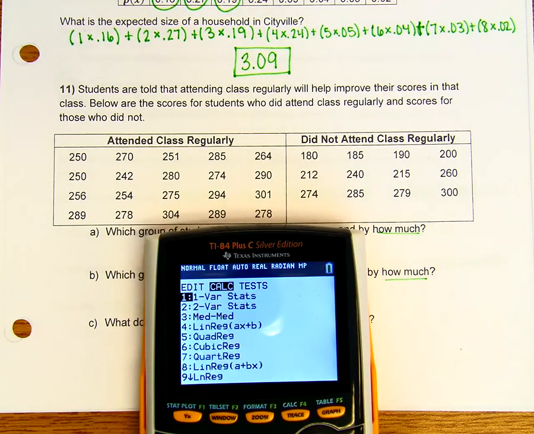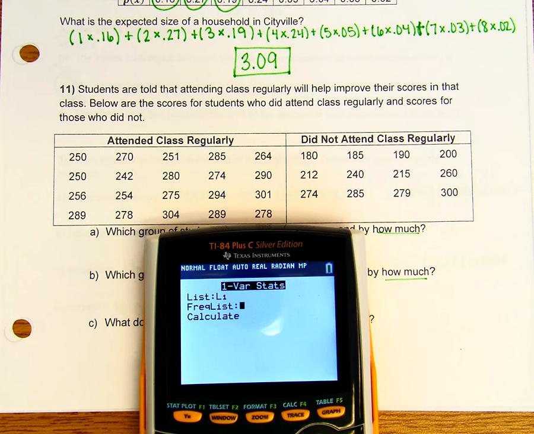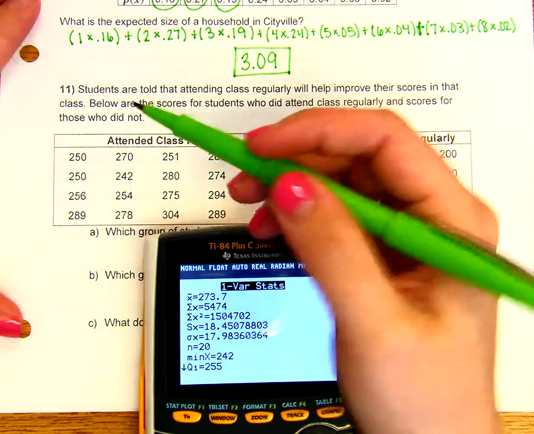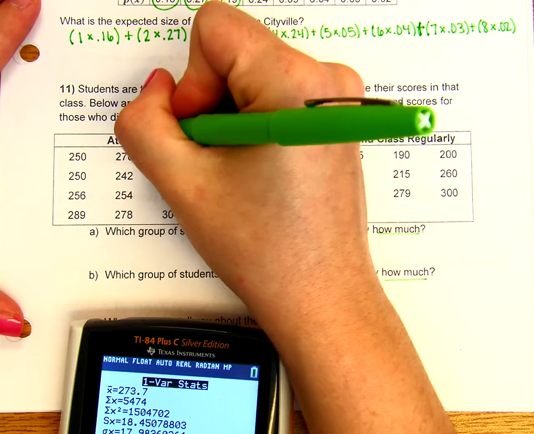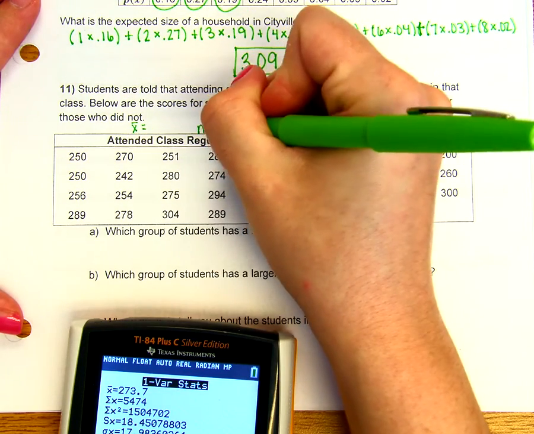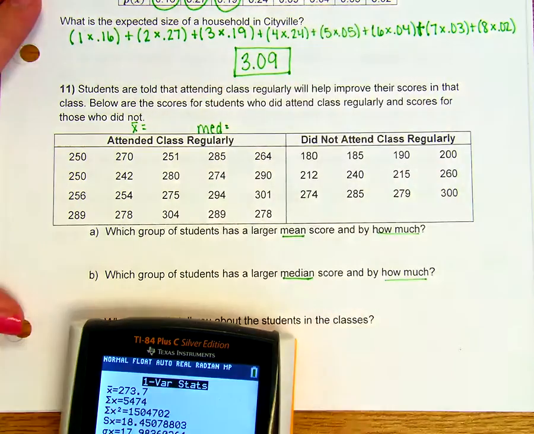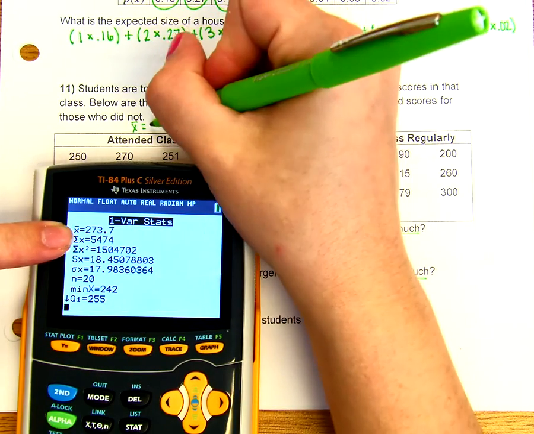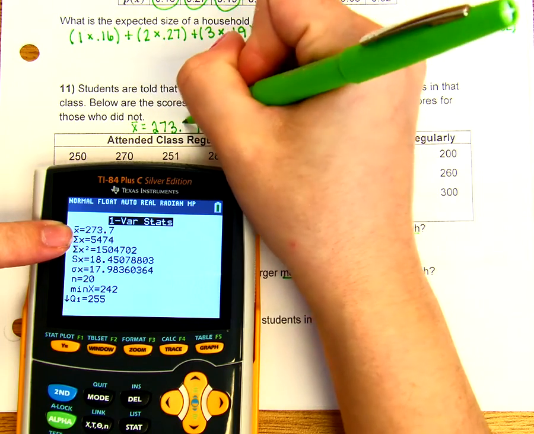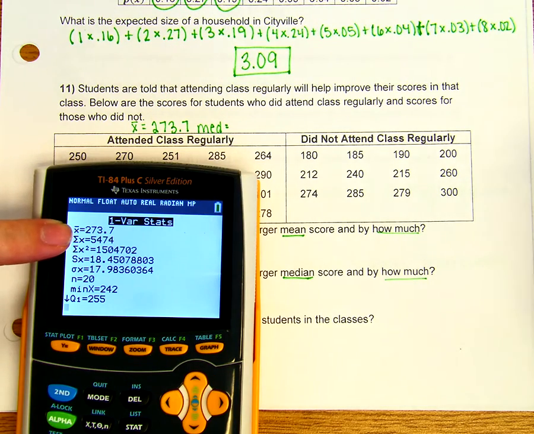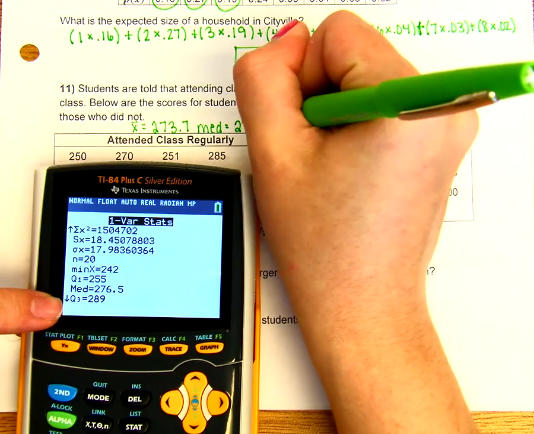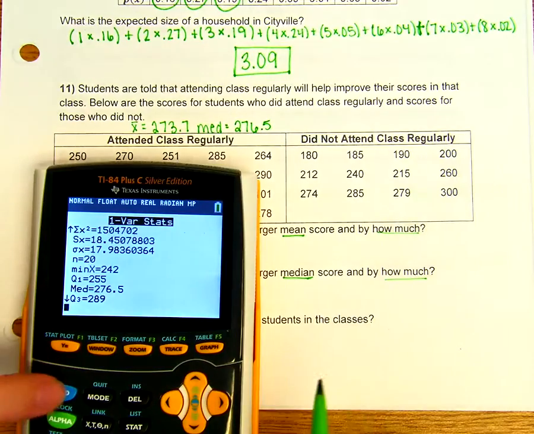I've already put this data into my calculator, so I'm going to hit Stat, Calc, and select my 1-Var Stats. My L1 was for my attended class regularly. So I need to find the mean and the median. And what's nice is that the calculator finds both of those for us. The mean is the first one right here, 273.7. And then if I scroll down a little bit, there's my median right there, 276.5.